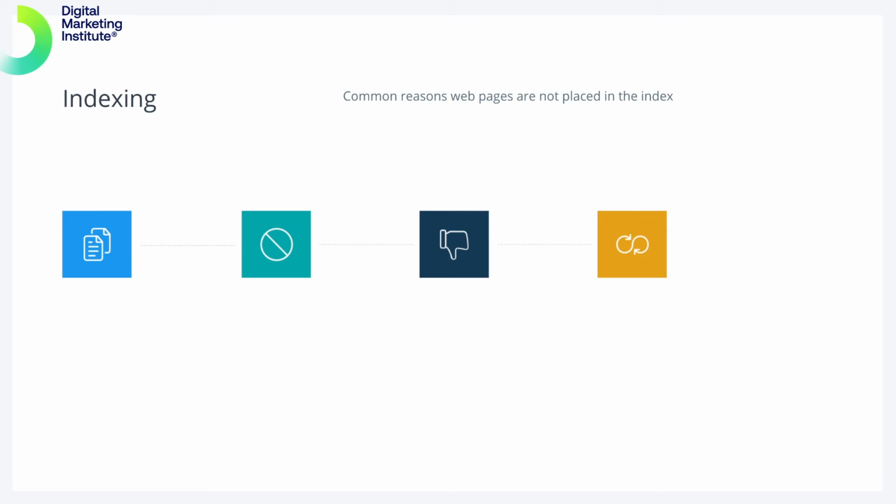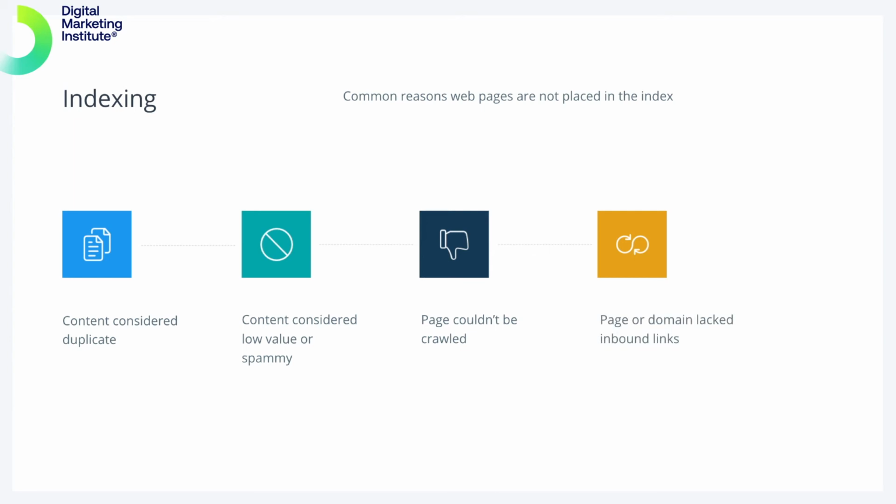When a web page or piece of content is indexed, it is filed and stored in a database where it can later be retrieved. Most web pages that offer unique and valuable content are placed into the index. A web page might not be placed in the index if its content is considered duplicate, its content is considered low value or spammy, it couldn't be crawled, or the page or domain lacked inbound links.